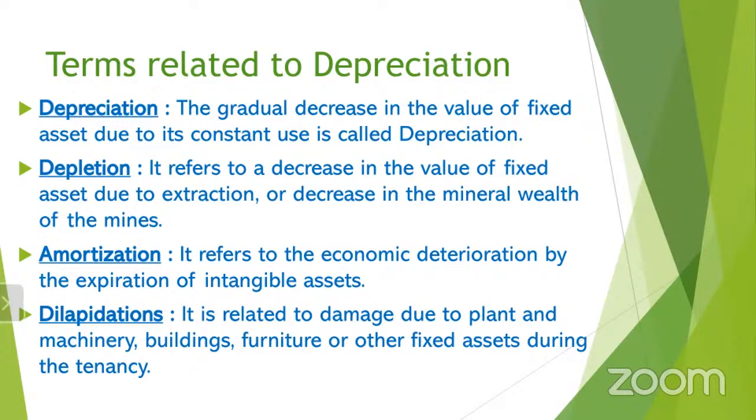Here, depreciation and depletion both are different. Depreciation means gradual decrease in the value of fixed assets. Depletion means exhaustion of natural resources. Okay, next, amortization. It refers to the economic deterioration by the expiration of intangible assets. For example, copyrights, goodwill, we will write off as time passes, like that.